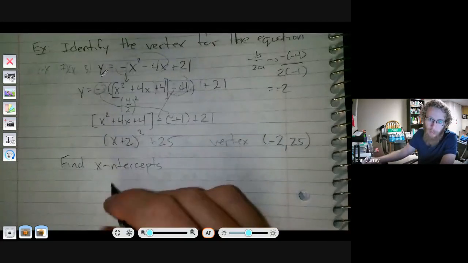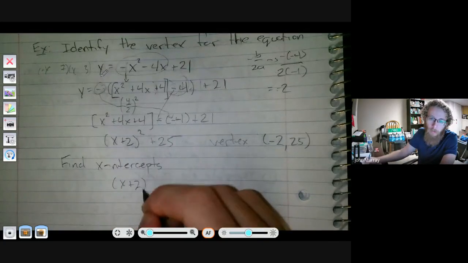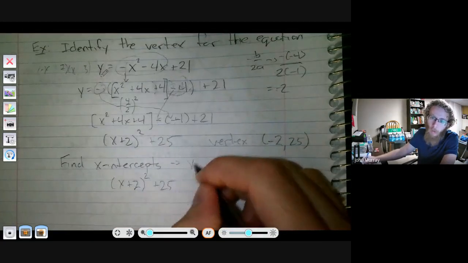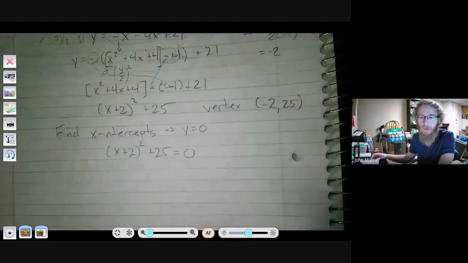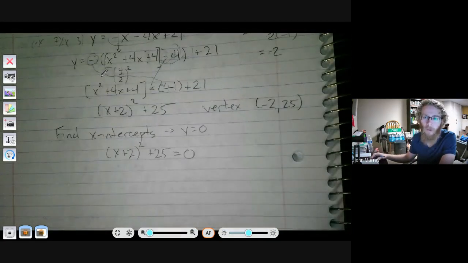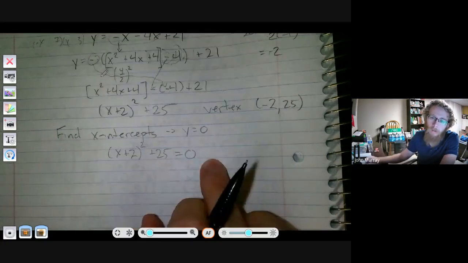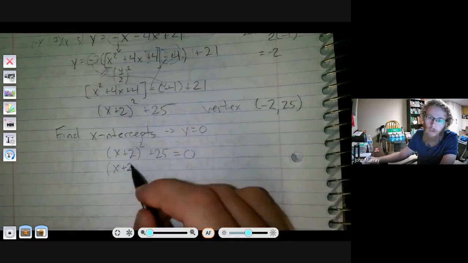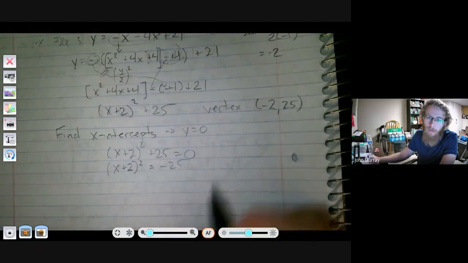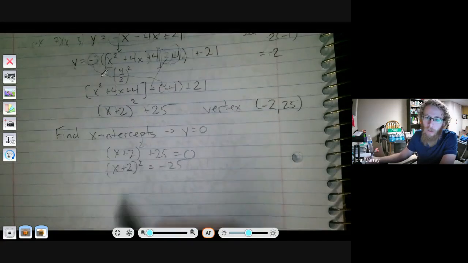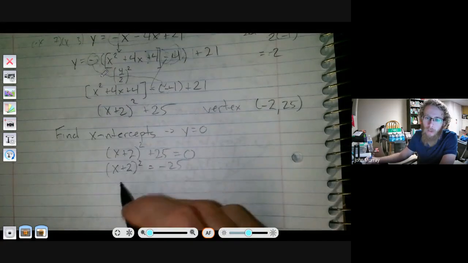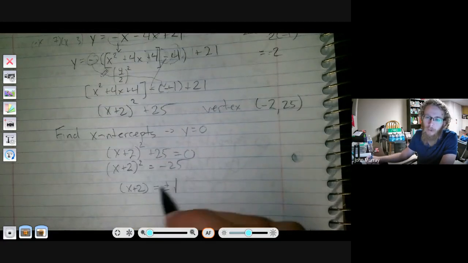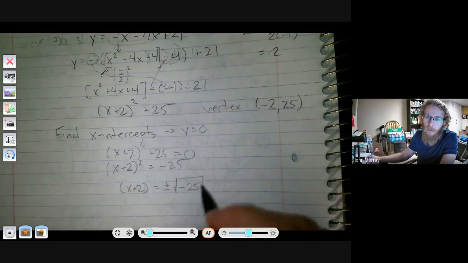So let's take a look at our vertex form. I have x plus 2 squared plus 25. Now, remember, to find the x-intercepts, we're going to set y equal to 0. So this is equal to 0. Now we just go about solving this normally. I subtract 25 from both sides. x plus 2 squared equals negative 25. I need to get rid of the square, so I'm going to take a square root. Now remember, anytime we do that, we have to do the plus or minus.